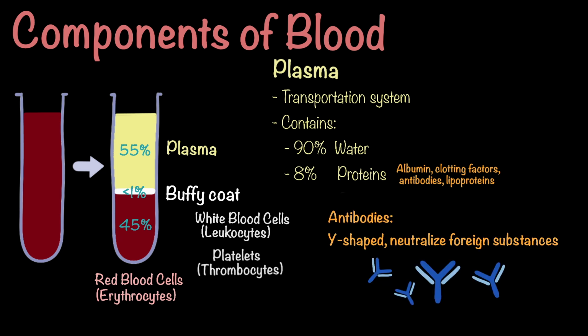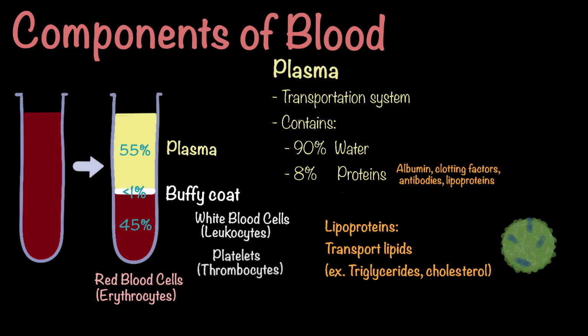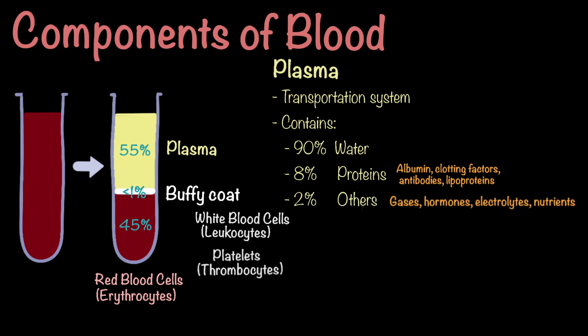Antibodies are Y-shaped proteins that identify and neutralize foreign substances in the blood. Lipoproteins, which include triglycerides and cholesterol, transport lipids in the bloodstream. The remaining 2% of plasma are dissolved gases, hormones, electrolytes, and other nutrients.